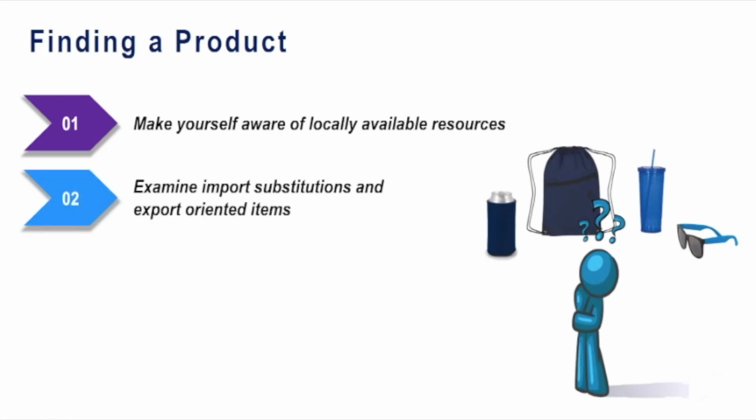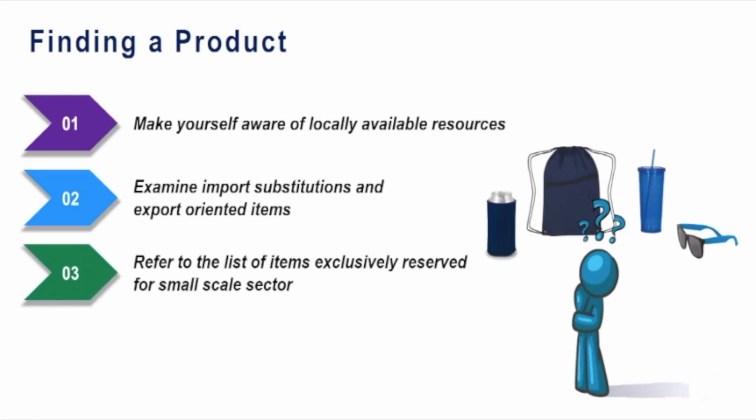Then examine the import substitution and export oriented items, like I was saying earlier also, the things which we are importing. That means there is a requirement of those things over here. Something which you are exporting, that means there is a requirement of those things in those countries, you can always think of exporting also. Then refer to the list of items exclusively reserved for the small scale sector. Now, certain items are exclusively kept to be manufactured by the MSME sector, micro, small and medium enterprise sector. This list was initially around 836, but then it came down to 100 and it is reducing day by day. You can look into that list. If you can make something out of that, it is exclusive for the MSME sector.